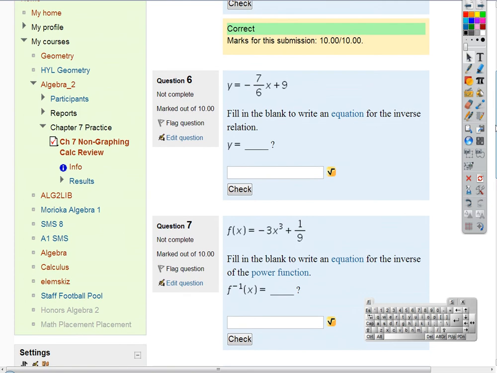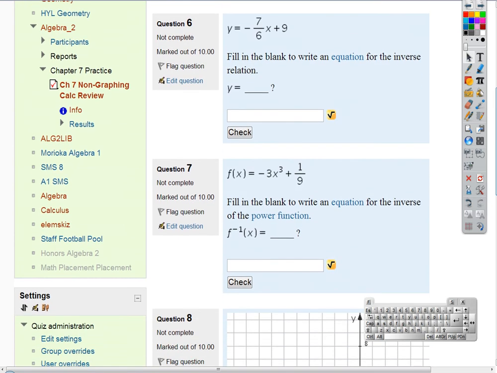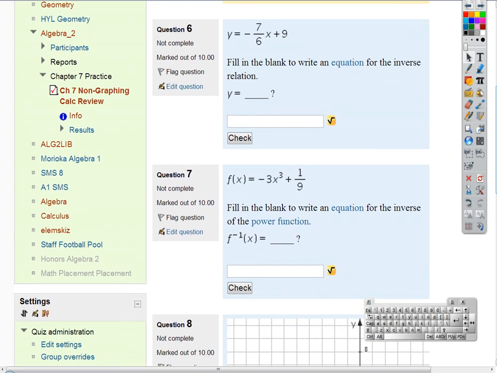Okay, what do they want us to do here? Write the equation for the inverse relation. Let's take a look at this one. There were some questions on these, these 6 and 7. Yeah, you do. You just switch the x and the y. But let's go through one of these.